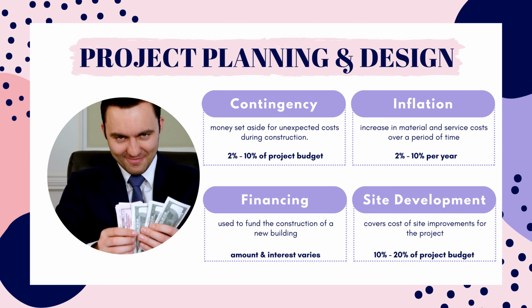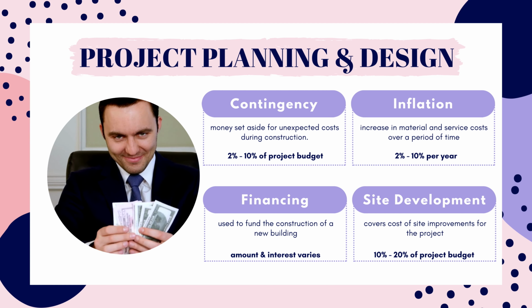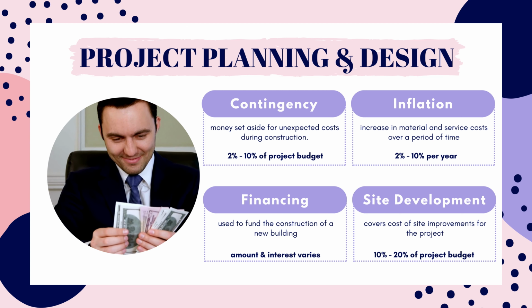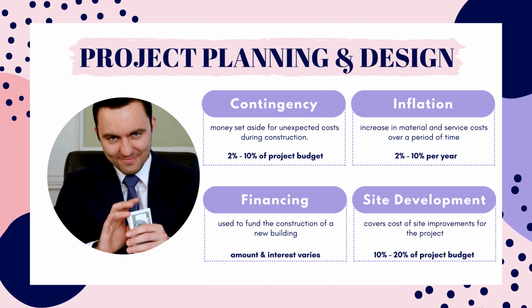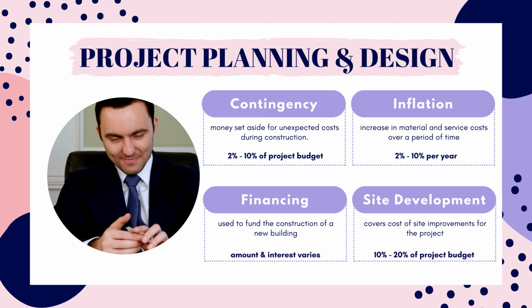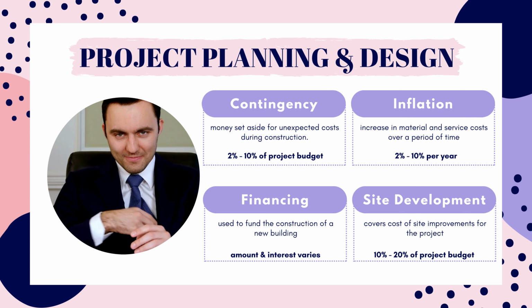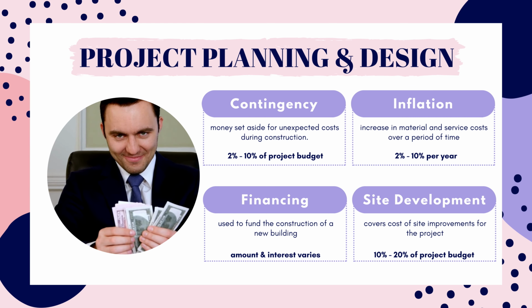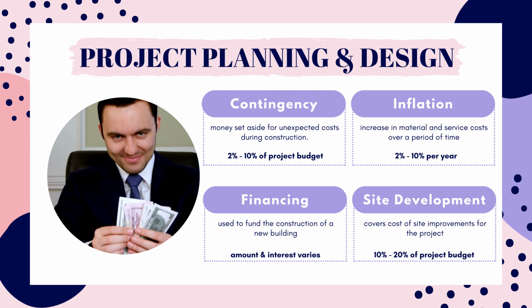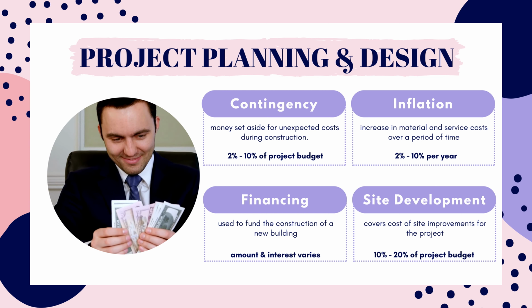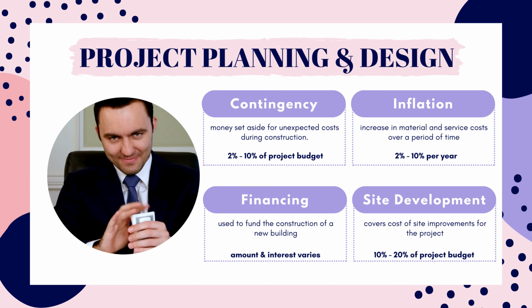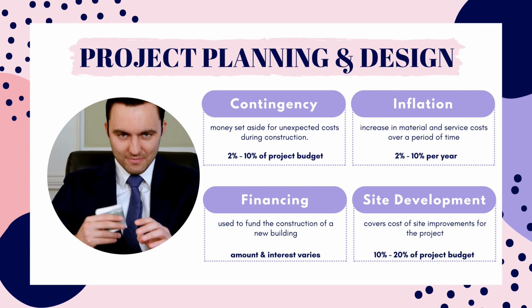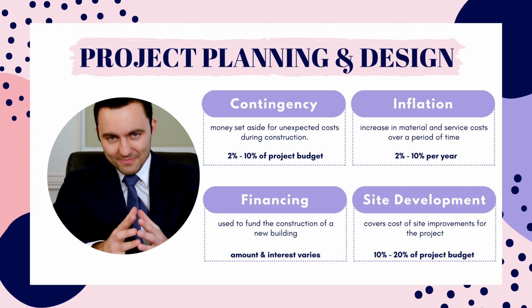Financing is used to fund the construction of a new building. It's a construction loan. Financing includes long-term interest paid on the loan. This number is typically not included in the project budget because it's an ongoing cost for the owner, similar to maintenance costs. Site development covers all site improvements of the project. This can include parking, roads, landscaping, exterior lighting, and irrigation. This amount is typically counted separately from building costs.